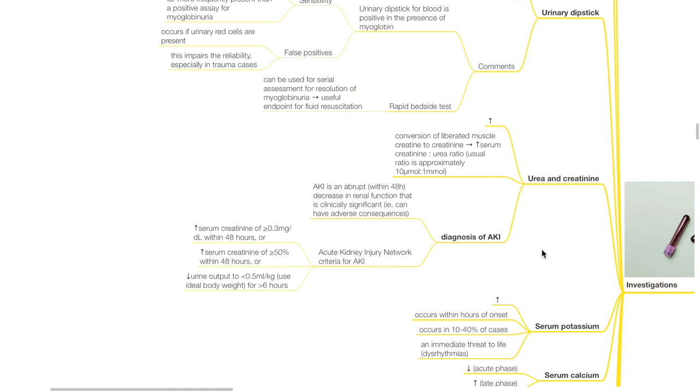AKI is an abrupt, within 48 hours, decrease in renal function that is clinically significant, i.e. can have adverse consequences. The Acute Kidney Injury Network criteria for AKI is increased serum creatinine of 0.3 mg per dL or more within 48 hours, or increased serum creatinine of 50% or more within 48 hours, or reduced urine output to less than 0.5 mL per kg, use ideal body weight, for more than 6 hours.